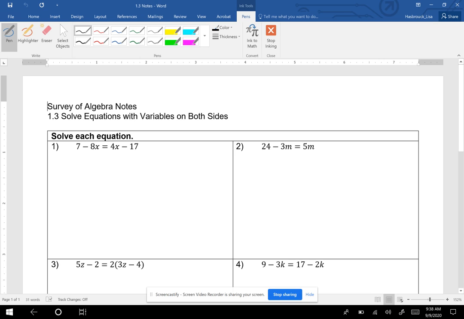Hello class. Today we're going over the second part of notes for 1.3 in Survey of Algebra. This is over solving equations that have variables on both sides of the equal sign. So we're just going to practice a bunch of these types of problems.